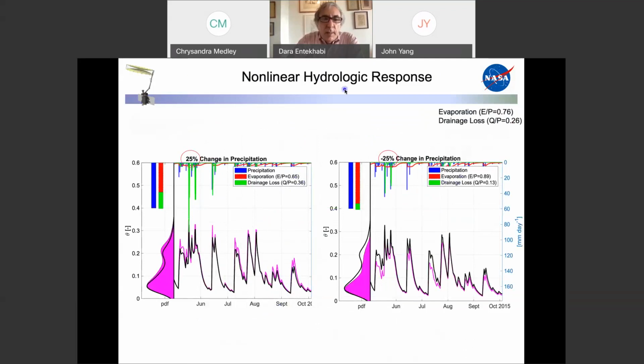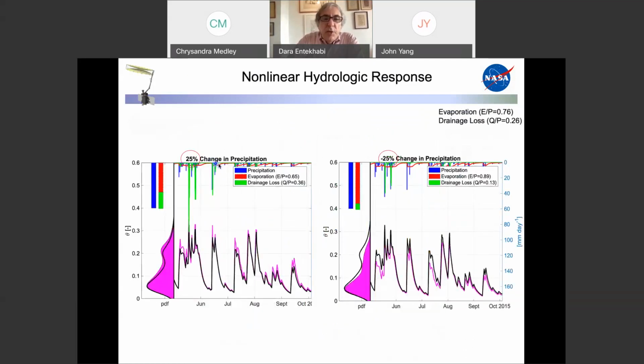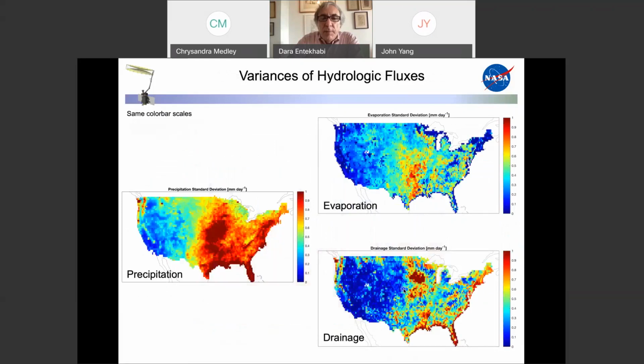So this is one conclusion. Now, this is just artificially changing precipitation by a certain percentage over time. We actually know the precipitation over time going back to 1948. So we can now look at the year-to-year variations in the partitioning over the entire US and its basins. Let me jump.